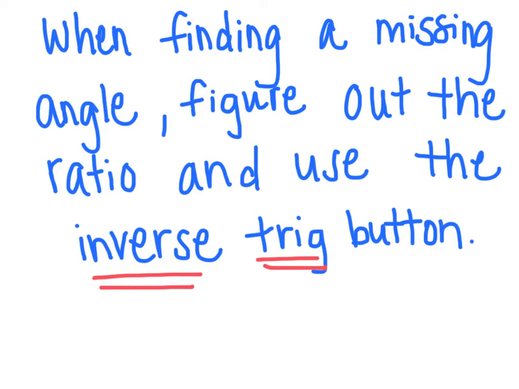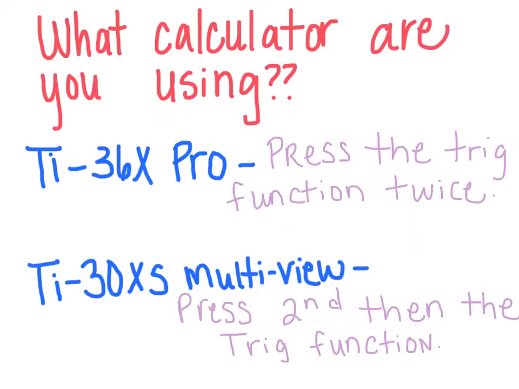So today we're going to be finding missing angles. But if you're finding missing angles on a triangle, you have to use the inverse trig button on your calculator. So let's figure out what calculator you're using.